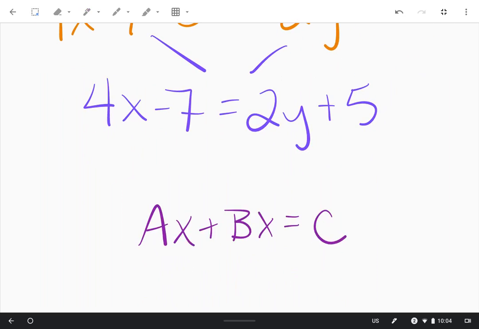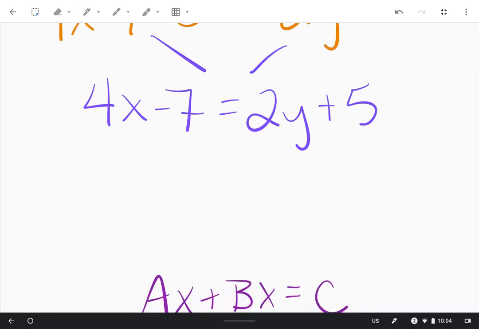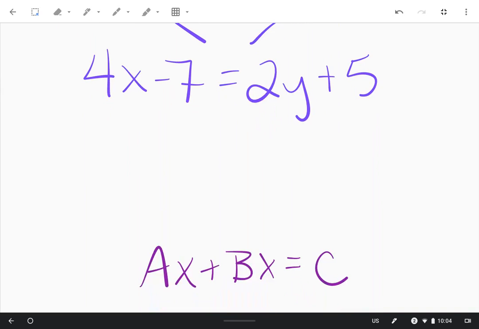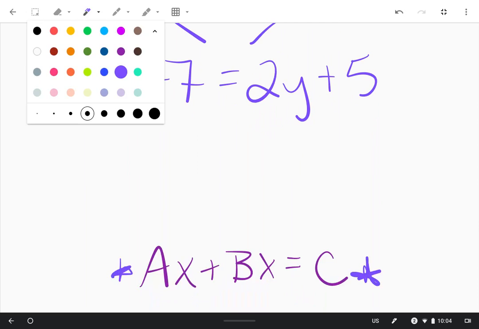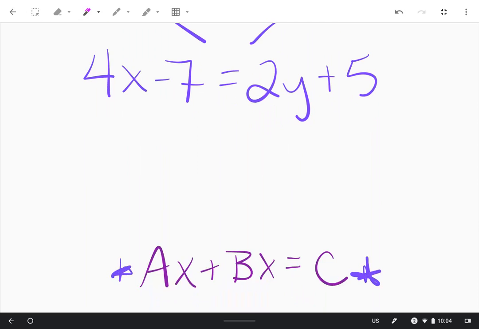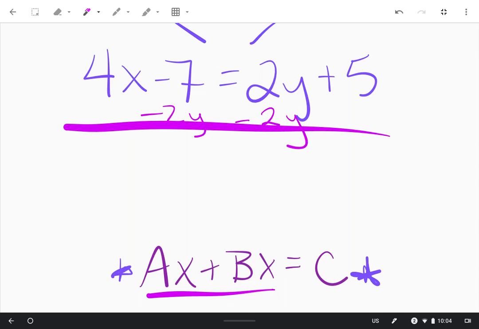And then the final step in this process is to take that and make it look like this equation down here. So we want this to look like the ax plus by equals c equation. So we're going to move my x and my y over here, and then we're going to move the c, in other words, all the constant terms, to the other side. So we're going to subtract 2y, and I end up with 4x minus 2y minus 7 equals 5, because these cancel out.